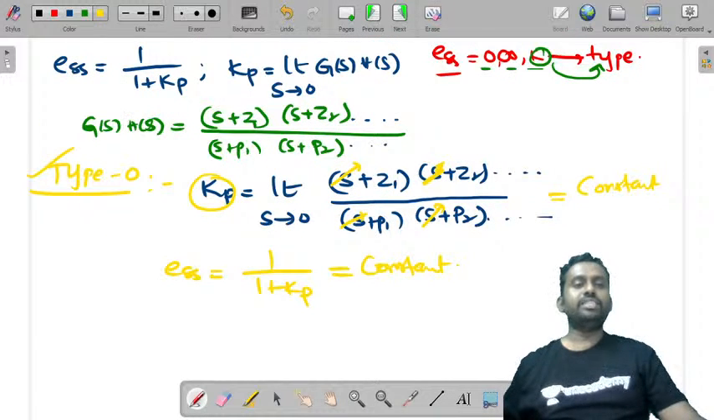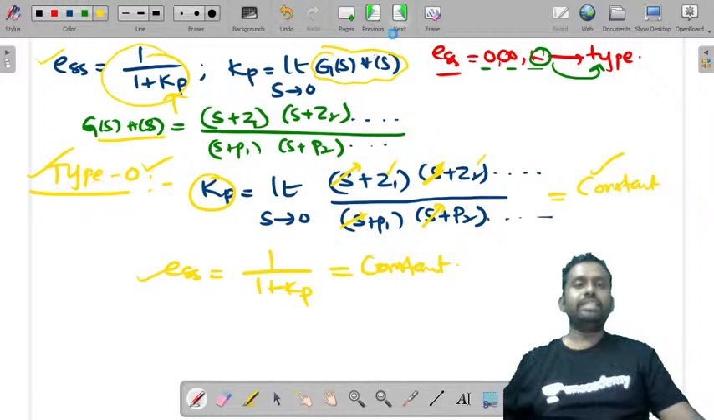For that, g of s into h of s is (s plus z1) into (s plus z2). By substituting it here and applying that limit, you'll get a constant value, because if s tends to 0, you'll only remain with z1, z2 numbers, that is, the location of zeros and poles. If this is a constant, obviously kp is a constant value. So for type 0 system with step input, ess is constant and kp is also a constant value.